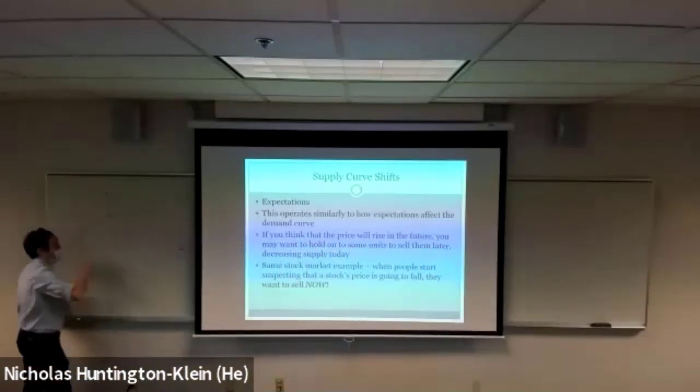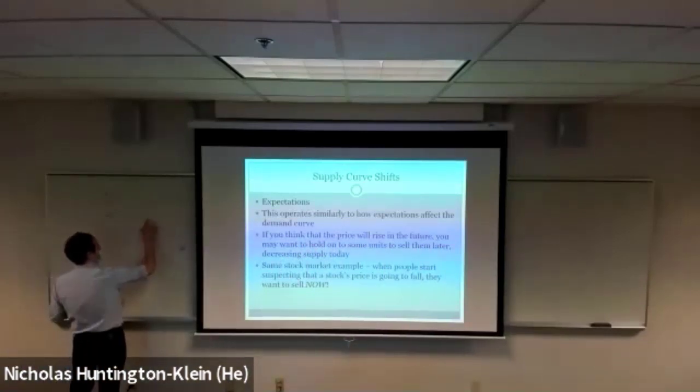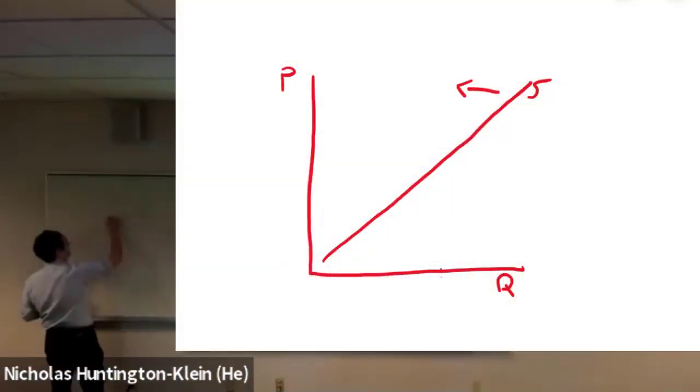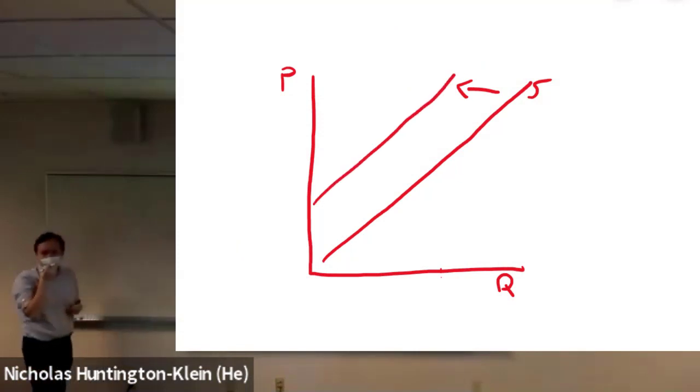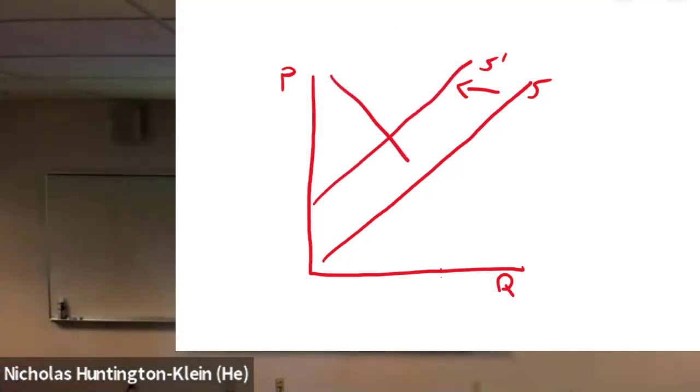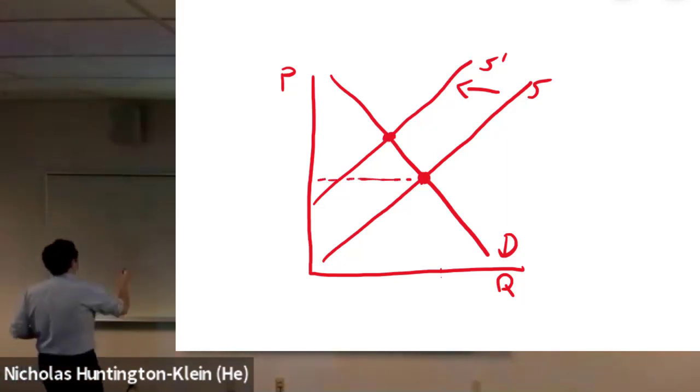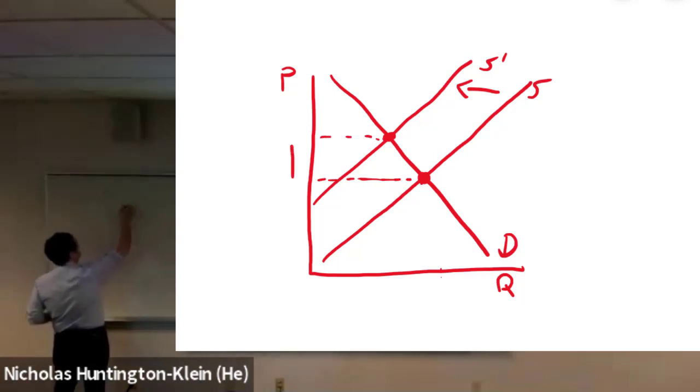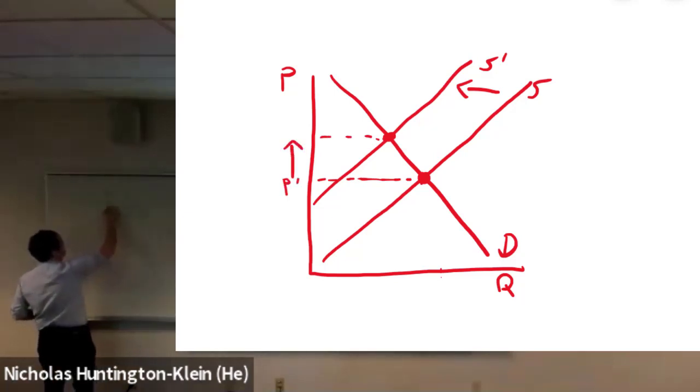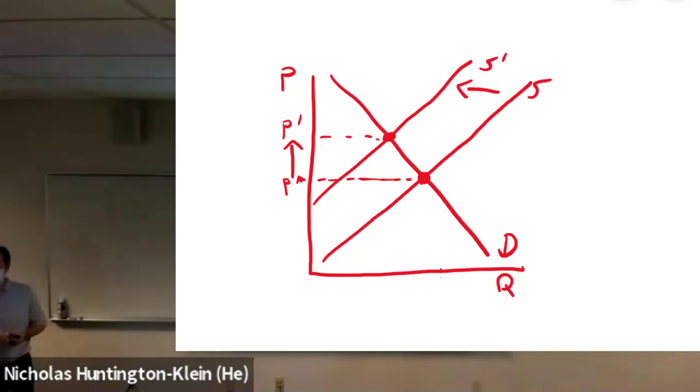So you expect the price is going to go up. We'll see how that's going to work out. There's price before. You expect the price is going to go up in the future. You're going to be like, well, I'm not going to sell now. I'm going to wait till the price goes up. So that's going to reduce supply for now, which can make the price go up immediately rather than waiting for that actual change in the future.